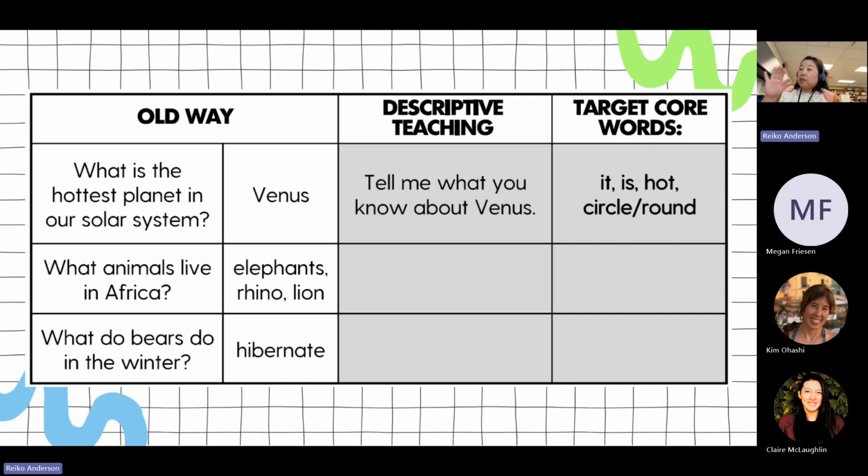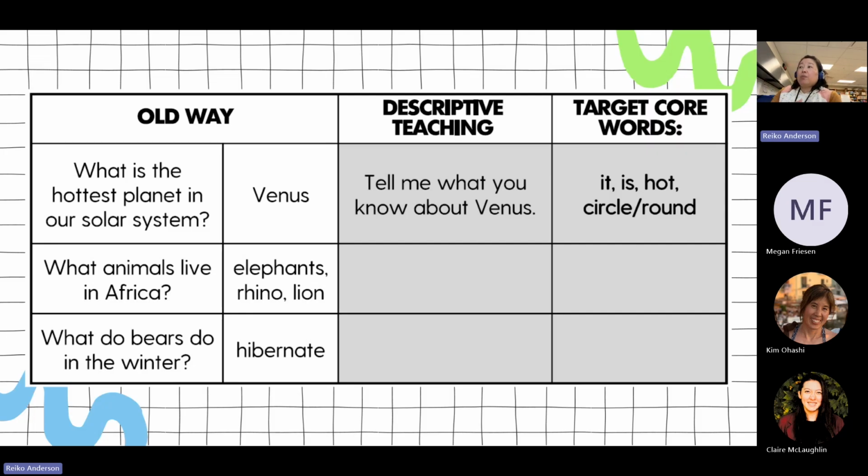This is Venus, it is hot, it is a circle, it is round, right? And then sort of like ask the question, tell me what you know about Venus, see what comes out, right? It's better to start with a few sort of learning objectives and kind of expand from there. Let's look at a couple more examples.